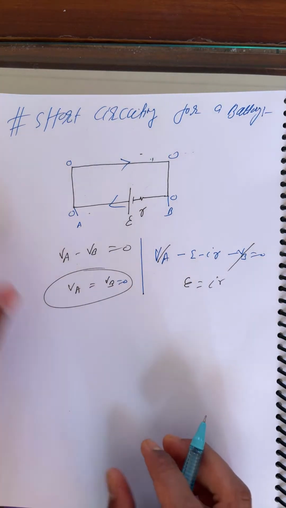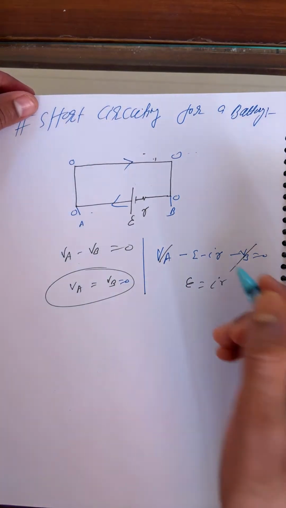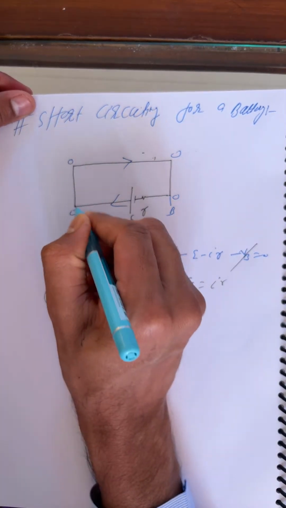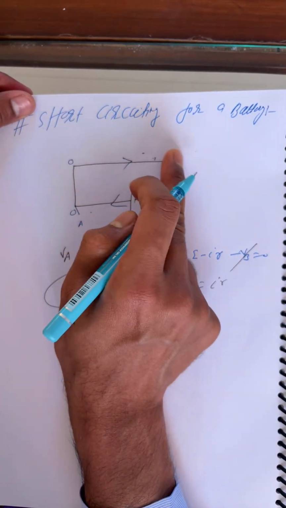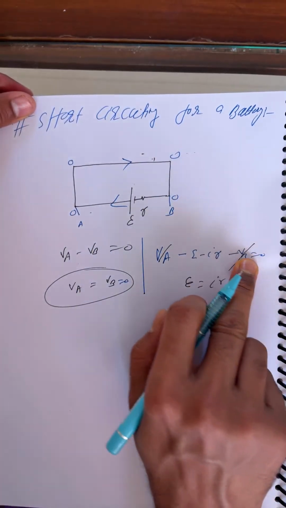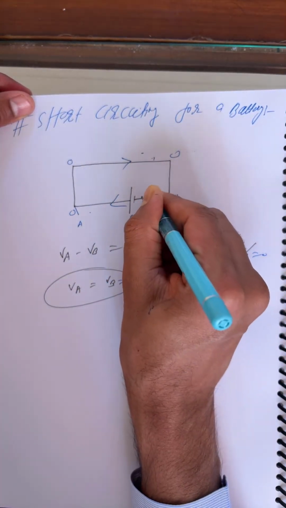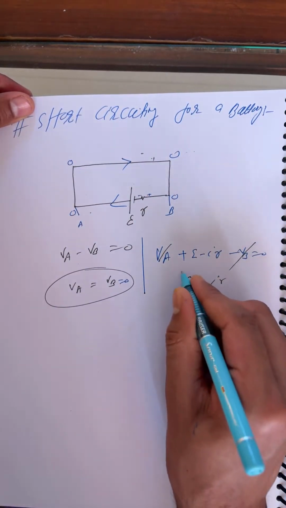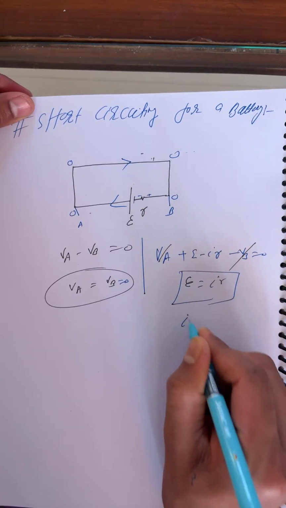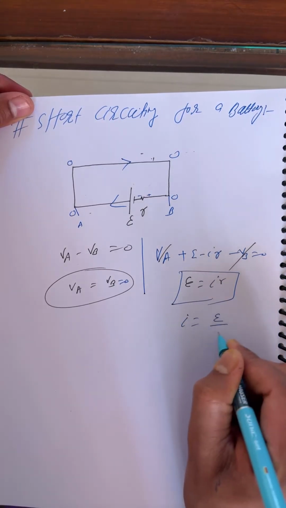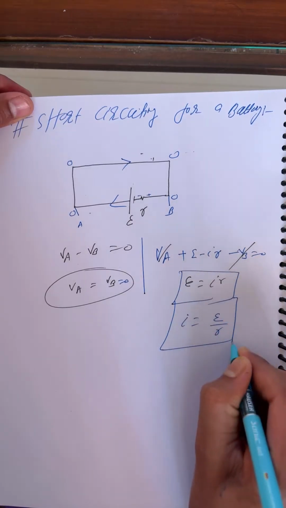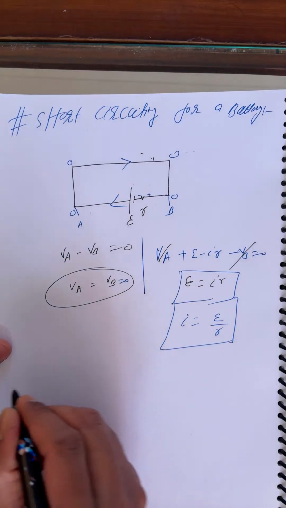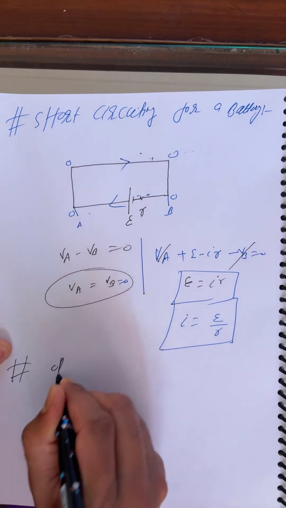If you are moving from minus to plus, let us suppose we are moving like this: VA positive, VB, plus to minus. So this is minus and this is plus. Then E is equal to IR. So I is E upon R.